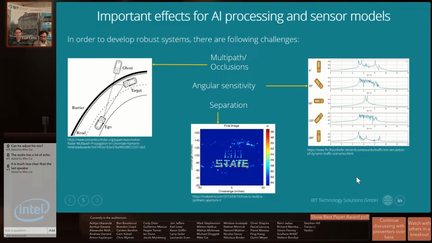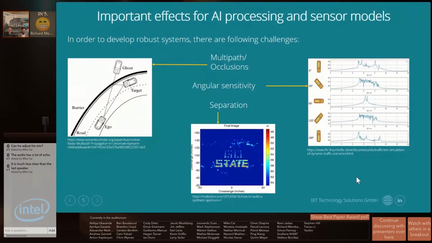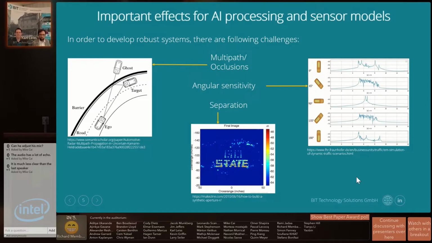Another problem is the separation. Basically you have two objects very close in azimuth and or in elevation, and you want to resolve them. And not only that, you also want to assign the correct peak to the correct object. In order to do that, we believe that it would be very beneficial to have the object ID in the ground truth, together with the spatial XYZ information of each object available in the scene.